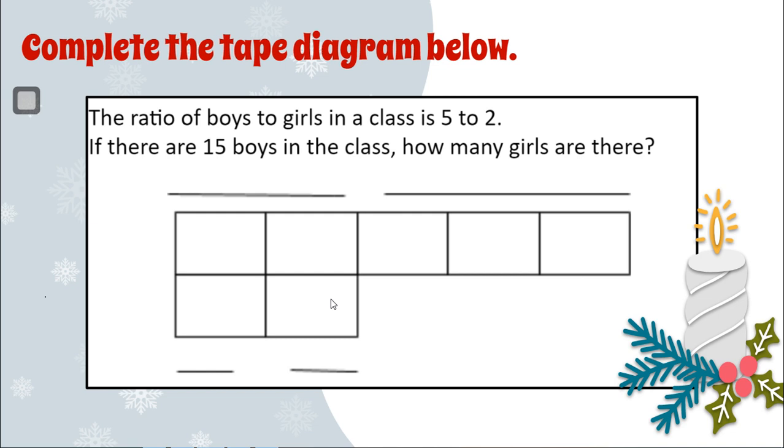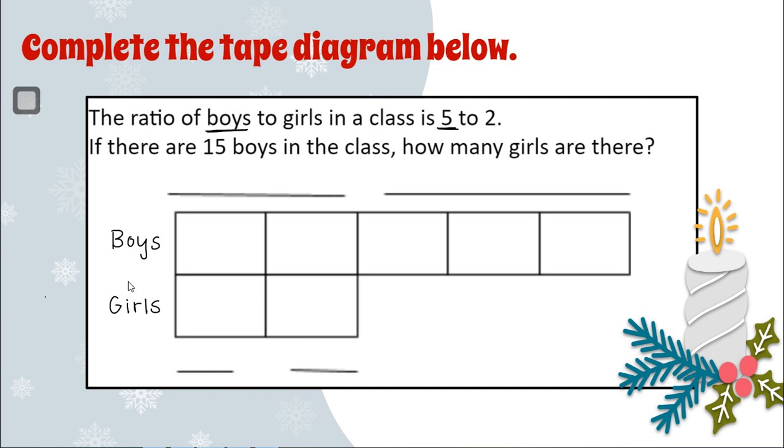Okay, so if the boys is listed first, that means the first number in our ratio represents the boys. So 5 represents the boys. So if we look here, we have 1, 2, 3, 4, 5 boxes on top. So this is going to be the boys. That means the girls will be down here with the 2. So off to the side, we just label so we can keep track of what these different boxes are representing.